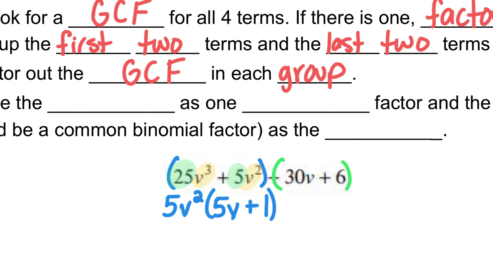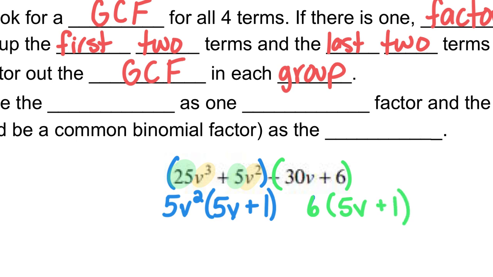Here it is. Now I'm going to go to the second group and do the same thing. So I have 30 and 6. 30 and 6 are both divisible by 6, so 6 can be the GCF for that. And then I'm not going to have a v in my GCF this time because I don't have a v with the 6. So that means that 6 is the only thing I have in the GCF. The leftovers are 5v, because 6 times 5 is 30, plus 1, because 6 times 1 is 6.